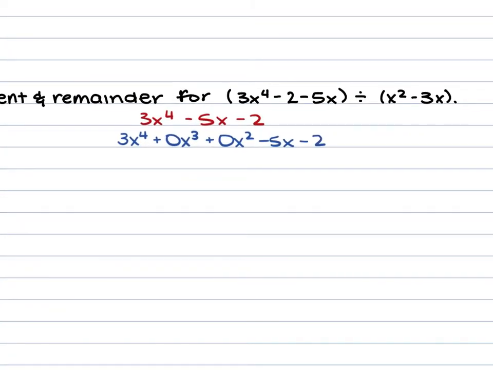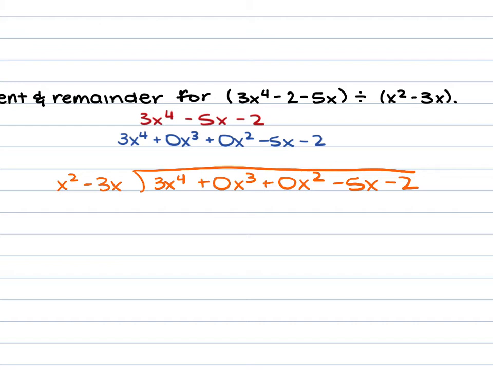Your x squared minus 3x is fine. You don't need to do anything with that. If you want to add in a 0 and put plus 0, you can do that. There's no problem with it. So when we go to write this, we're going to have the x squared minus 3x divided by 3x to the 4th power plus 0x cubed plus 0x squared minus 5x minus 2.